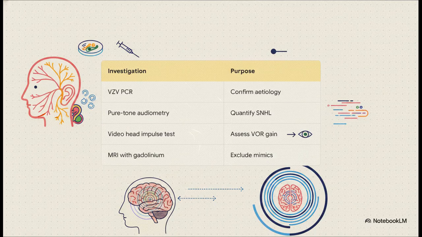You bring in the vHIT to assess reduced VOR gain. And then an MRI with gadolinium. That's used solely to exclude mimics. Having this clear purpose avoids both dangerous under-investigation and, honestly, wasteful over-investigation.